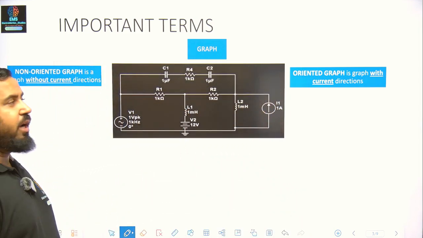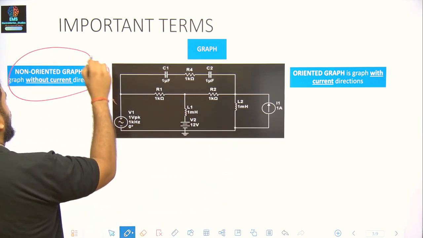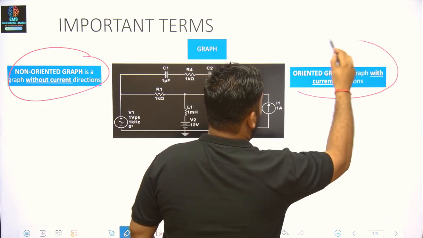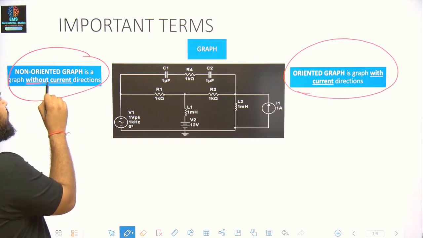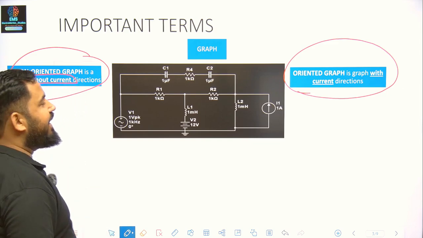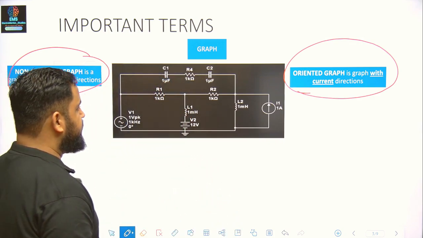So moving ahead, let us see how a graph is constructed. Basically, we have two types of graph: a non-oriented graph and an oriented graph. What is a non-oriented graph? A graph which does not have any current direction. We do not provide the direction of the current.